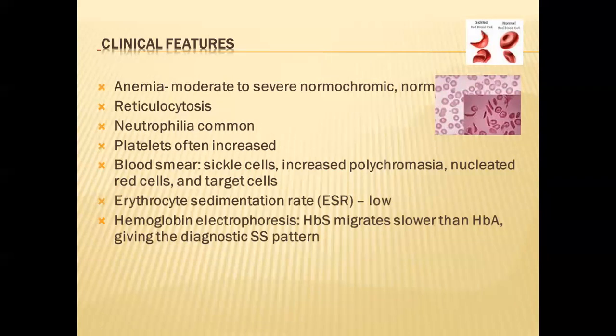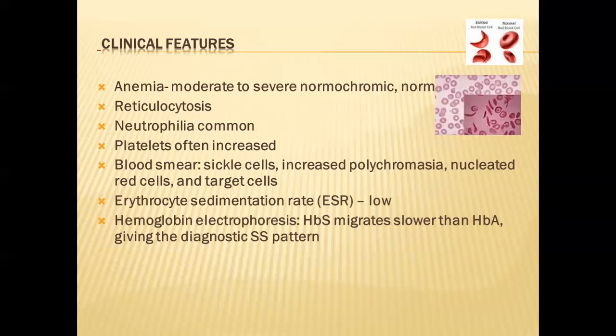Normocytic means normal size of the RBCs, and normochromic, normal hemoglobin concentration. But there is reticulocytosis because of increased destruction of RBCs. Neutrophilia is common because they are prone to recurrent infections also, and platelets are often increased.